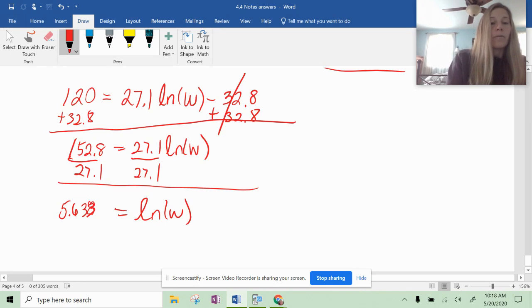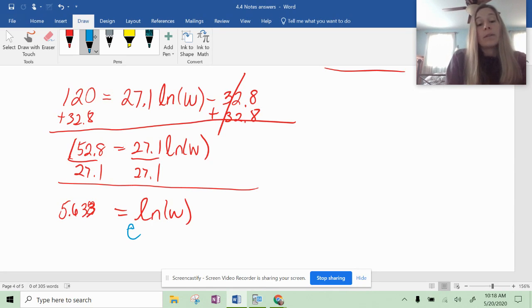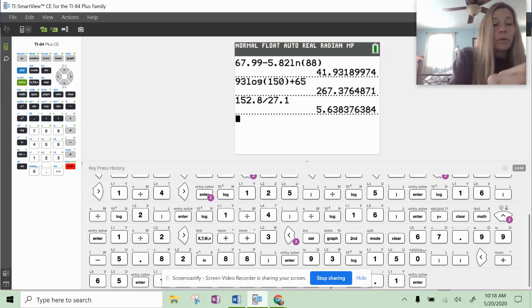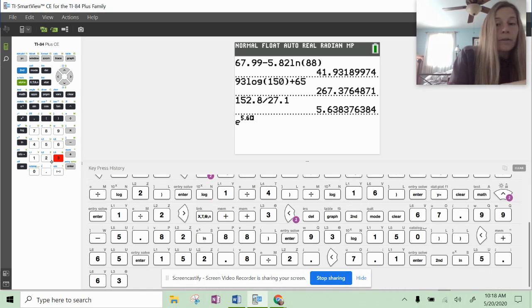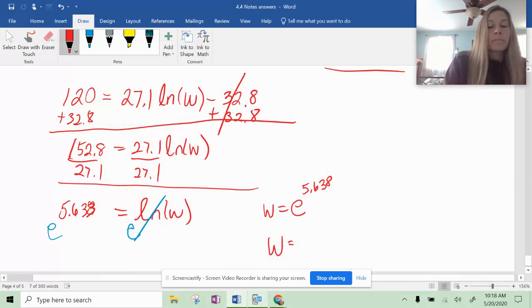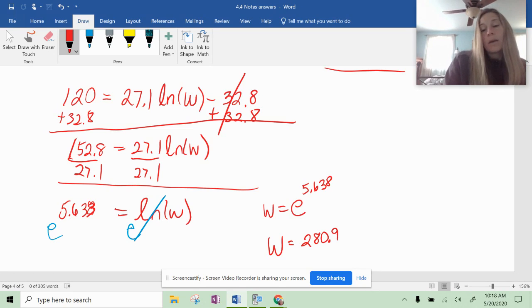Okay, now in order to get rid of the ln, we have to make that an exponent because remember, this is really log base e. So if I give it a base of e, that'll cancel out. So this means that my W equals whatever I get when I do e raised to 5.638 on my calculator. So I'm going to do e raised to 5.638. If you want to put more digits, you can. And it's 280.9, and I believe that's going to be pounds.